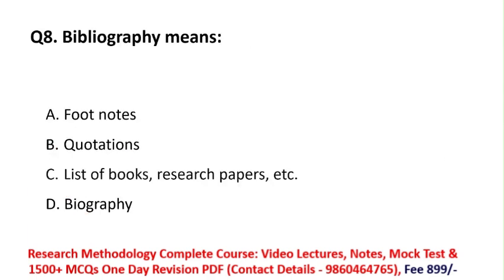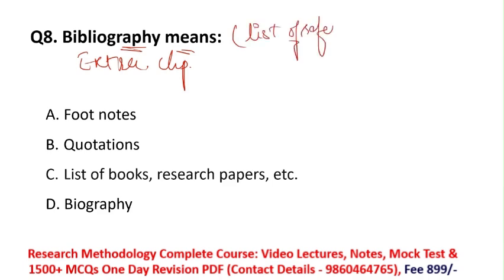Next. So here the question is: bibliography means. So what is bibliography? You have to tell here. Remember, bibliography comes in the extra chapters, an extra chapter in your research paper, or you can say in your research reports. The simple meaning of bibliography is a list of references. References means whatever previous researchers did in their work, they mentioned there. So a list of references is nothing but bibliography.